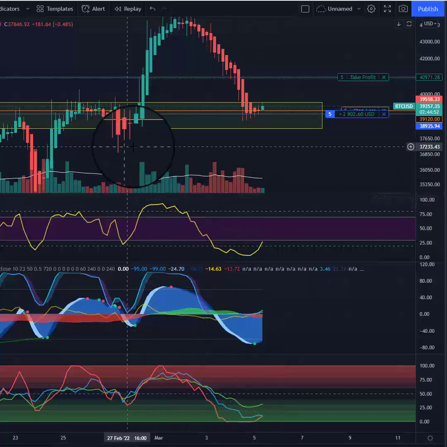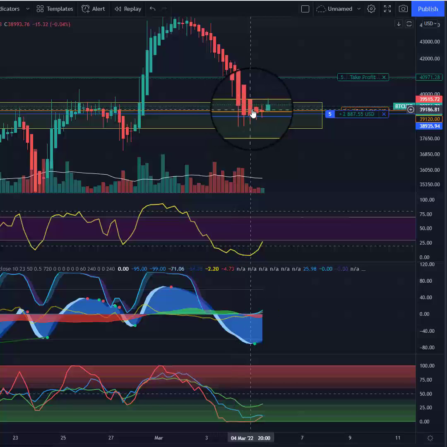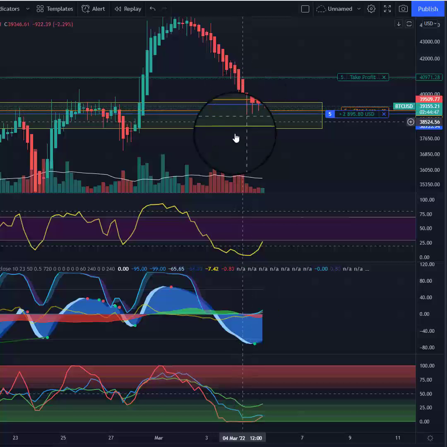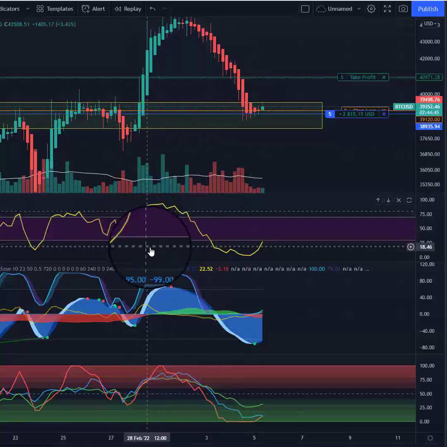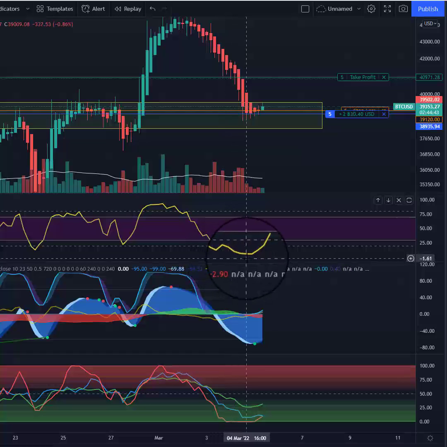So what did we have? Well, we had this low. We went to a higher low here on price action. On my RSI, we went from low to a lower low. There's our hidden bullish divergence.